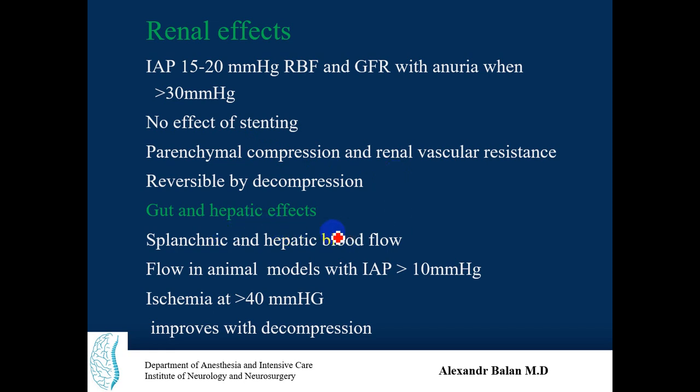Gut and hepatic effect, decrease in blood flow. Ischemia is produced at more than 40 millimeters of mercury, and of course improves with decompression. To be sincere, every organ in the abdomen will suffer: the gut, the liver, renal, spleen, and everything will suffer from this compression and compromising the flux to the organs.